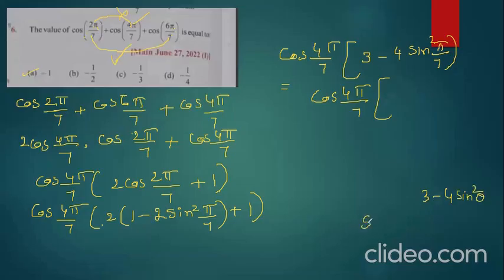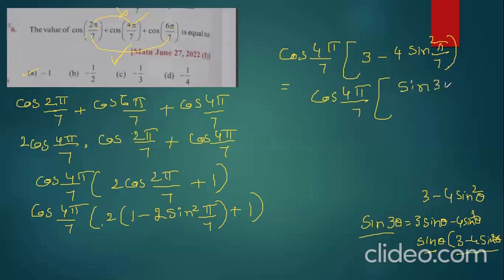What is sin 3θ? 3 sin θ minus 4 sin cube θ, correct? Yes, very good. If I take sin θ as common, what am I getting? 3 minus 4 sin square θ. Yes, correct. So sin 3θ by sin θ, I can write this as 3 minus 4 sin square π by 7, that is sin 3π by 7 divided by sin π by 7. Am I right?